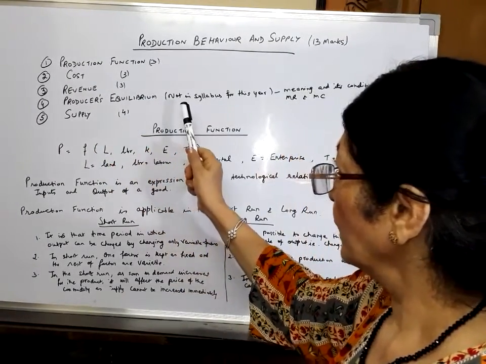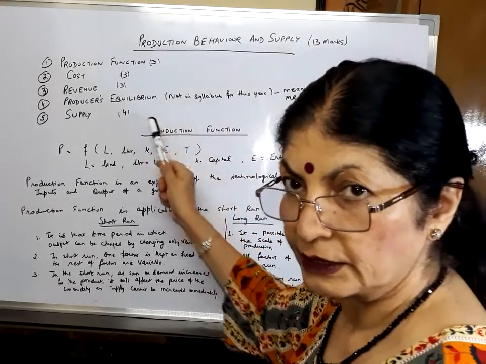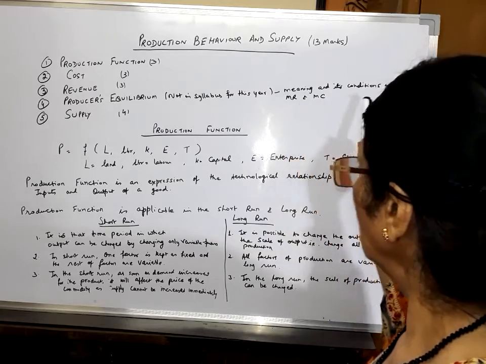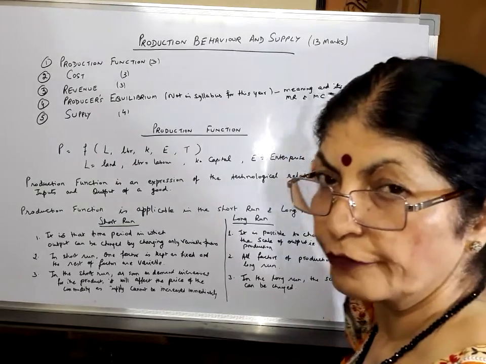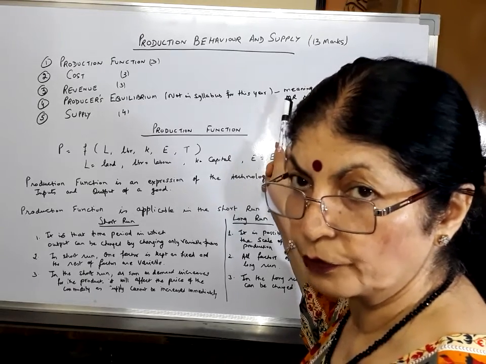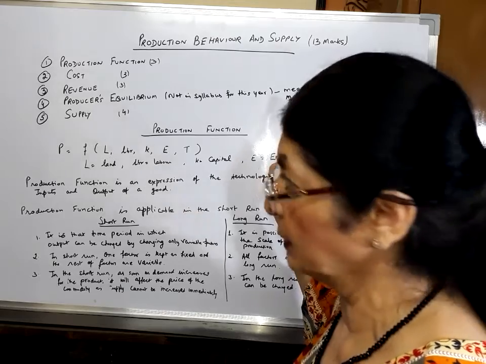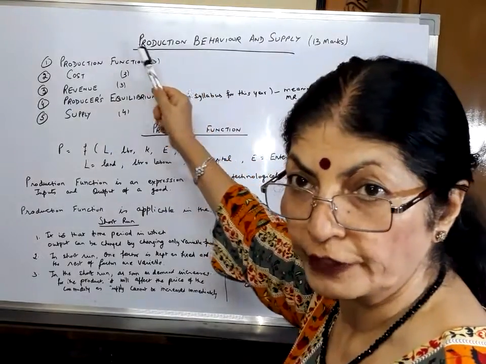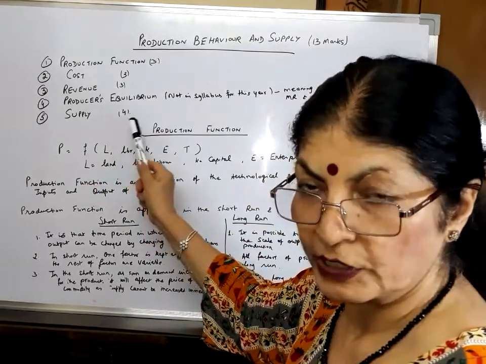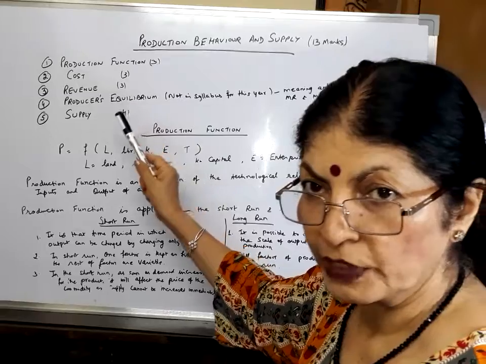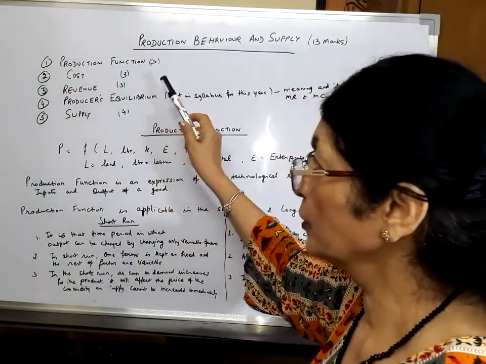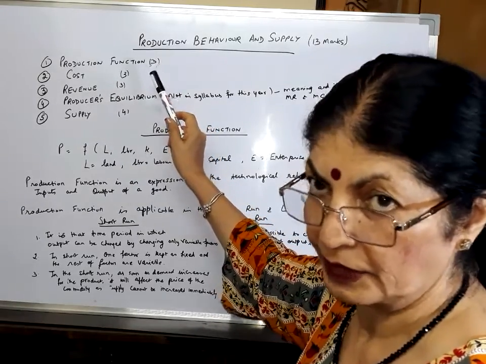Producer's equilibrium is not included in this year's syllabus, and it included the meaning and conditions and terms of marginal revenue and marginal cost. So this is not going to be tested and included in this year's syllabus, although it is part of this unit. The last part is supply, which carries 4 marks. So we shall be doing today the first part, that is production function, which carries 3 marks.